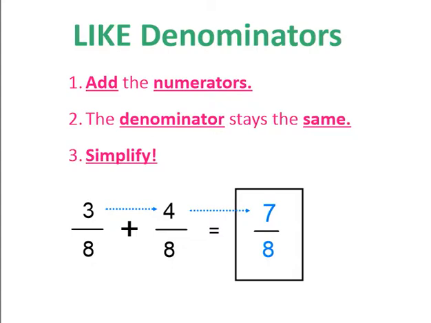Okay, so first let's talk briefly about when we have like denominators. When we have like denominators, that means that the denominators are the exact same already. We don't have to do anything to them. So what we're going to do is add the numerators. So 3 plus 4 is 7. The denominator stays the same, so we're just going to bring it over. And then, if necessary, we'll go ahead and simplify. But in this case, 7 over 8 is going to be it.